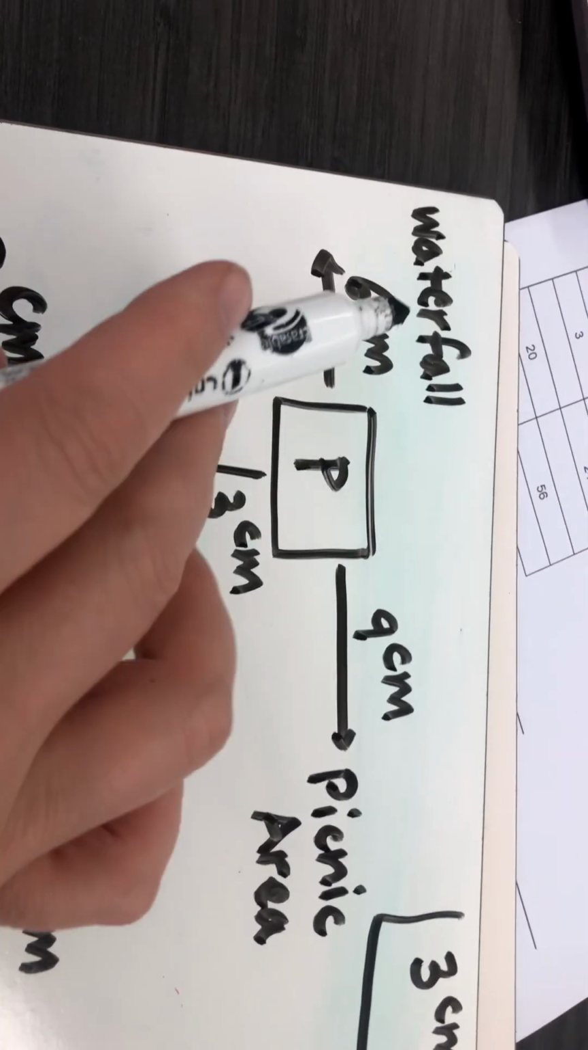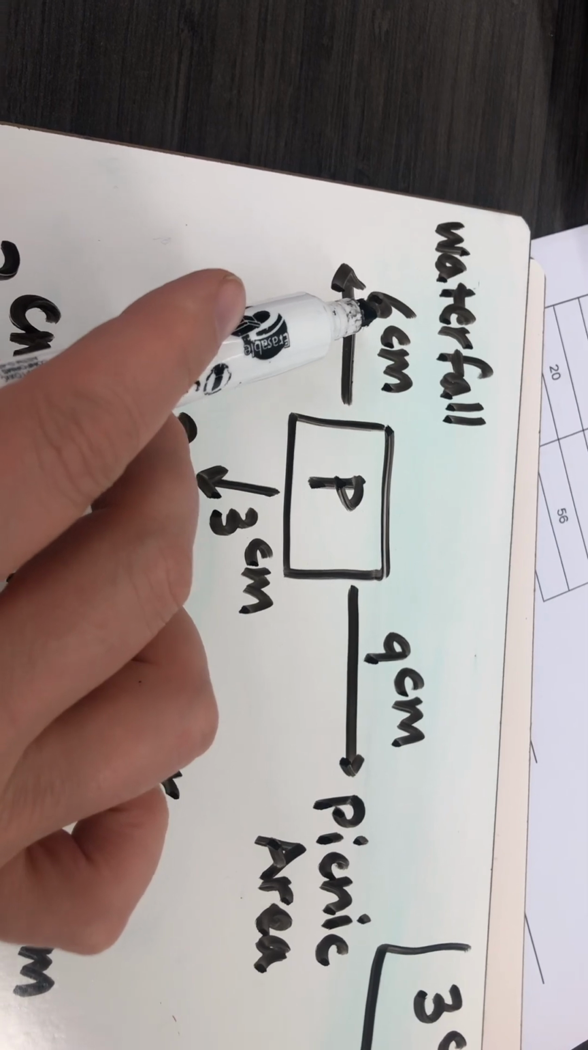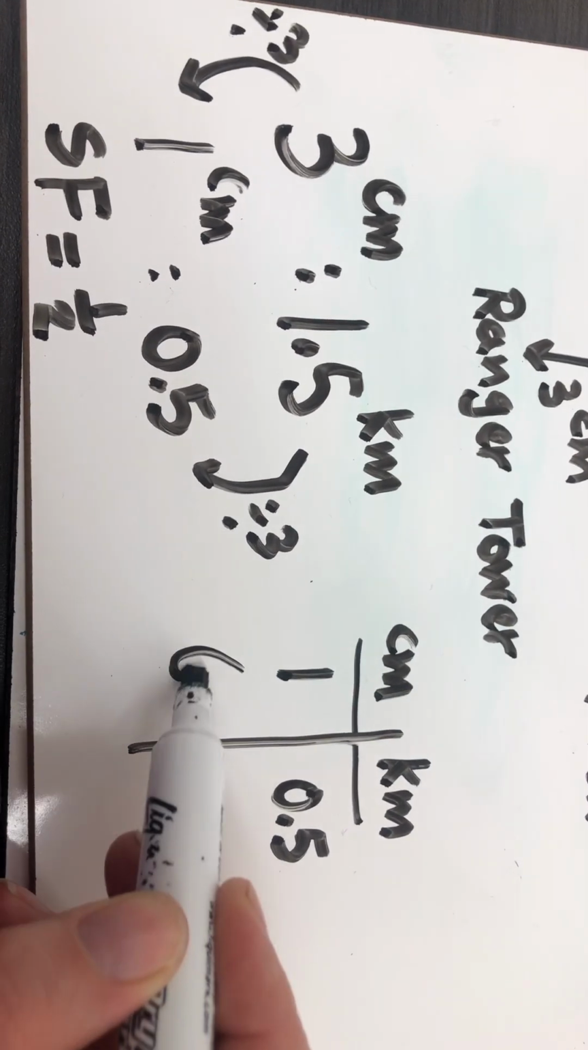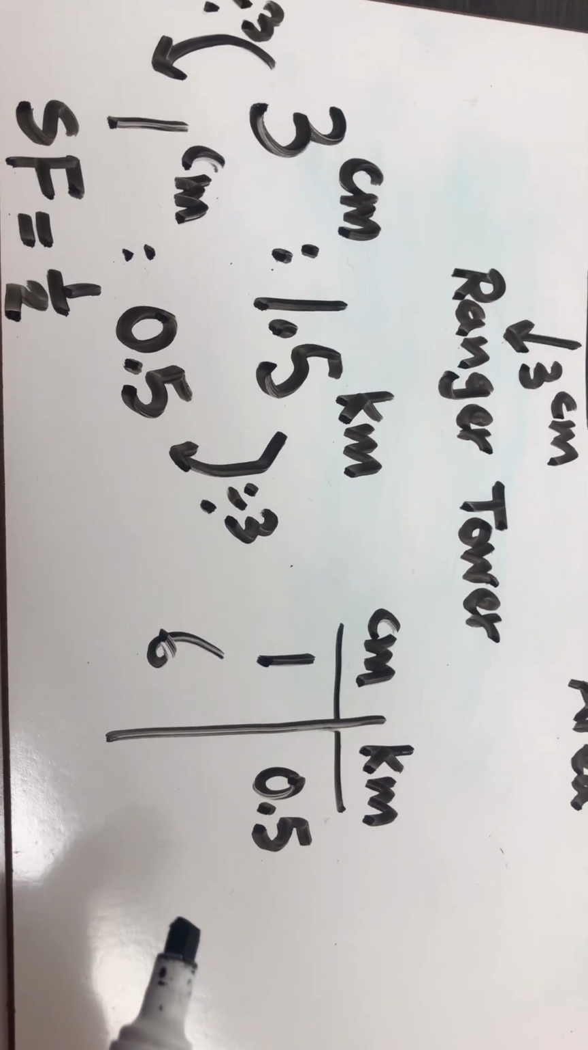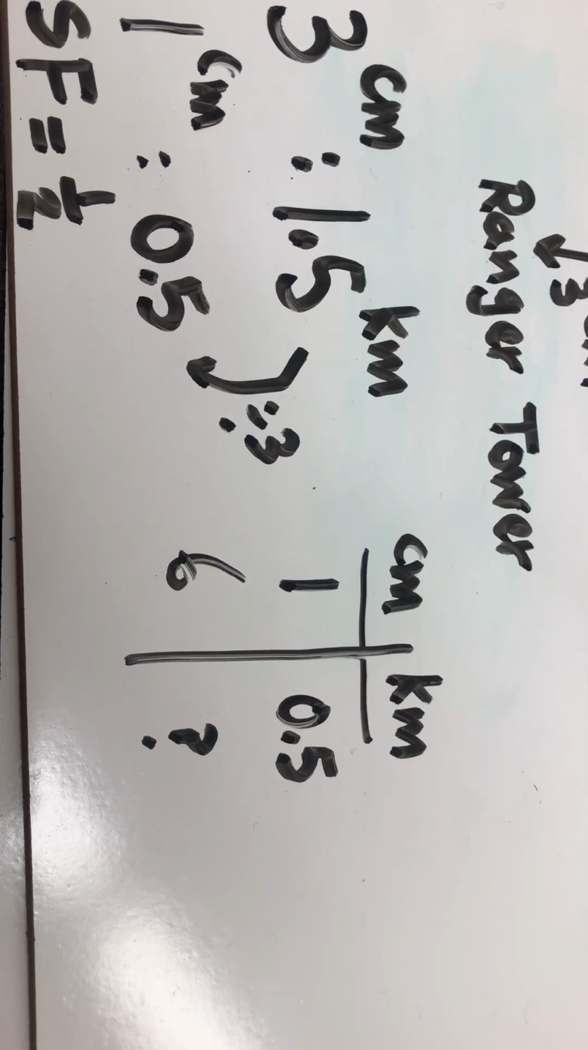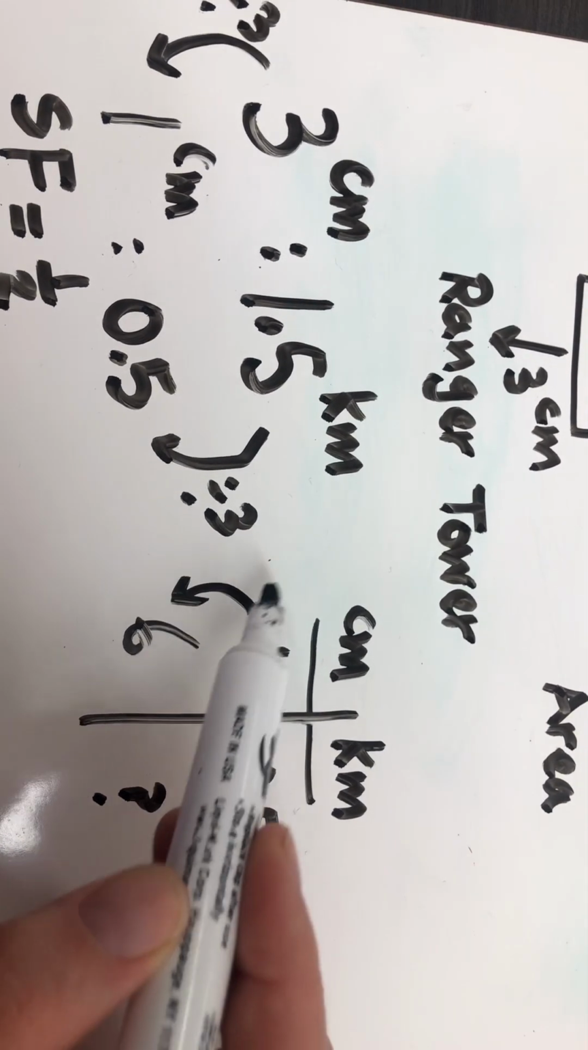So when I look at my map, it shows that the waterfall trail is 6 centimeters. So I'm going to put that in the centimeter column. 6 centimeters, and I'm going to find how many kilometers in real life. This is 1 times 6.